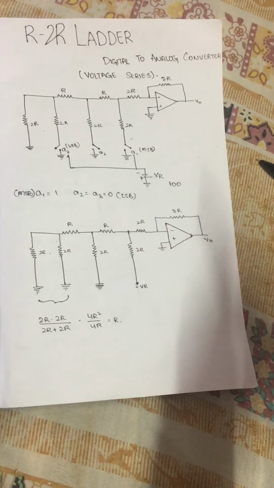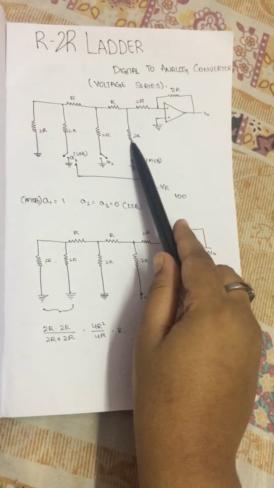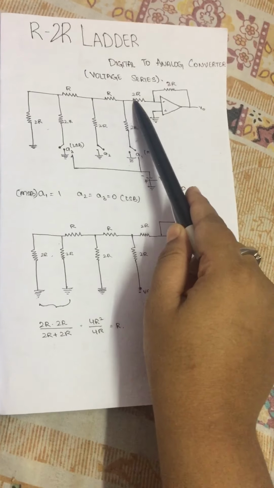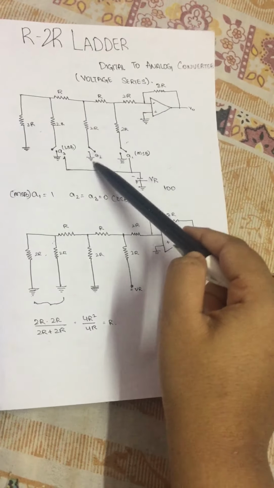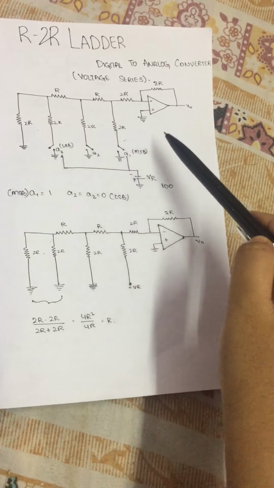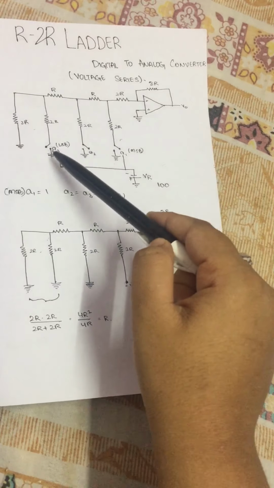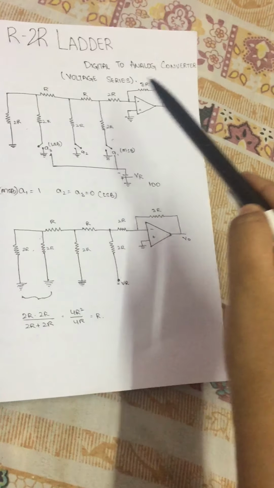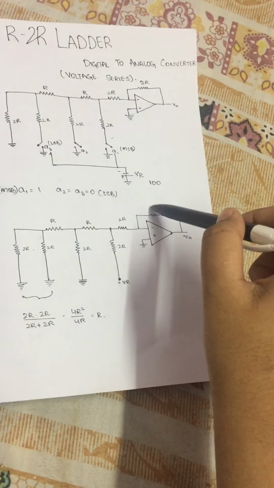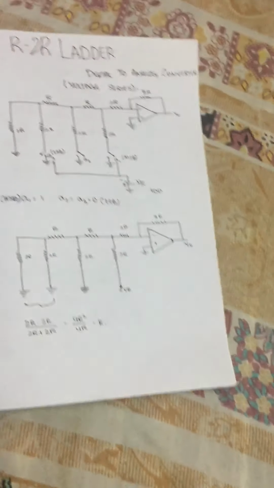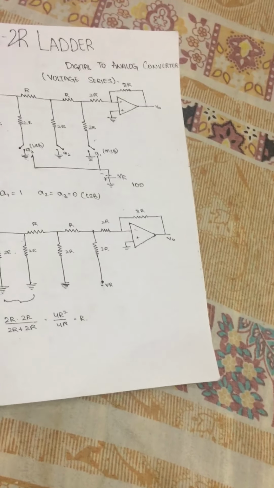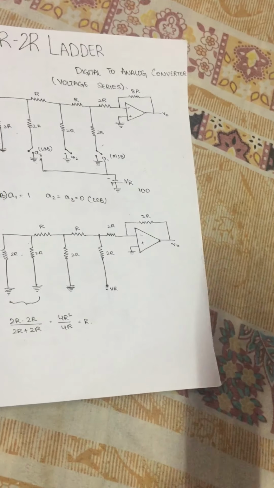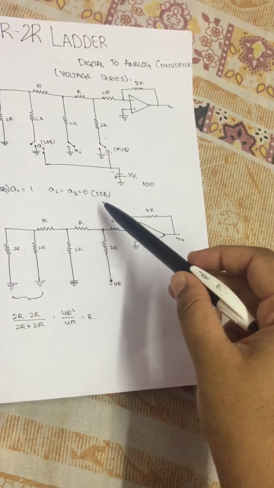In this circuit, we are taking parallel resistance as 2R and series resistance as R. Digital data is provided as A1, A2 and A3. The starting bit is considered as MSB, whereas the last bit is considered as LSB. Here the reference voltage is equal to minus VR, and the other end is connected to ground. Now we are going to take the value of A1 equals 1, A2 and A3 equal to 0.